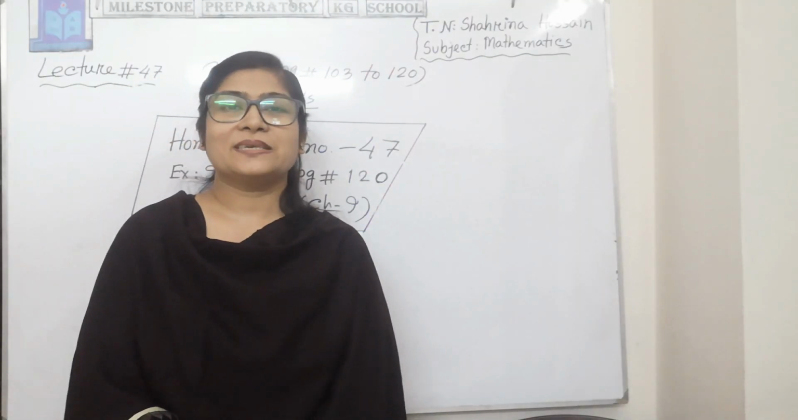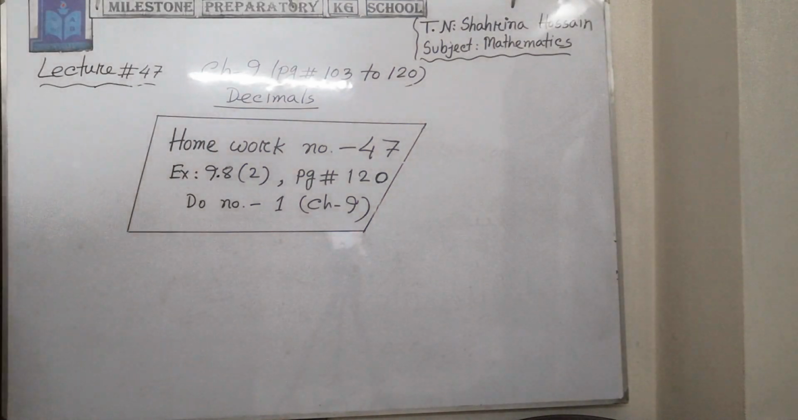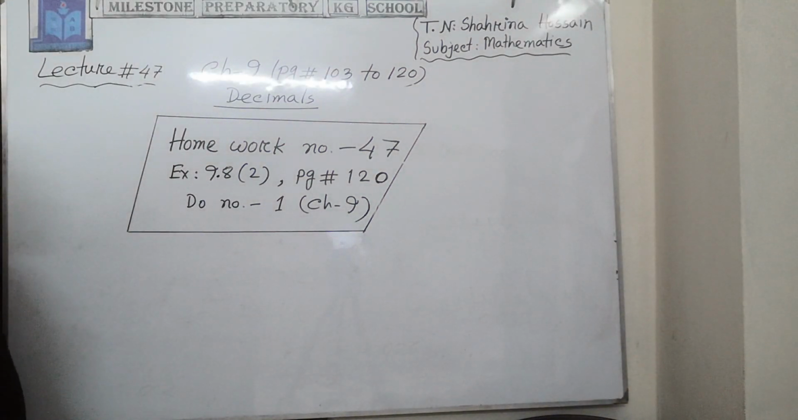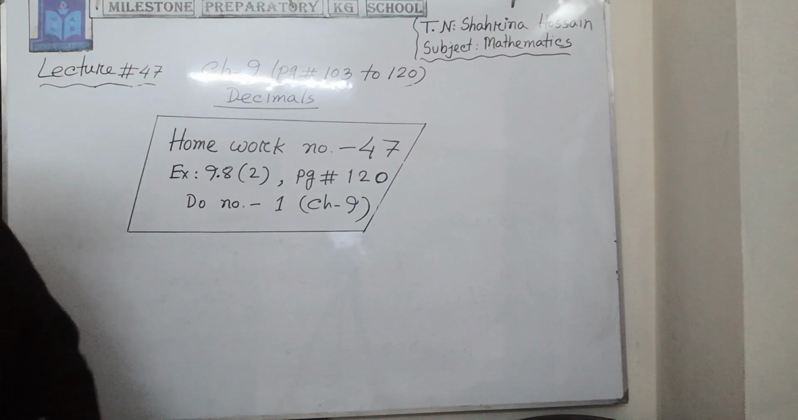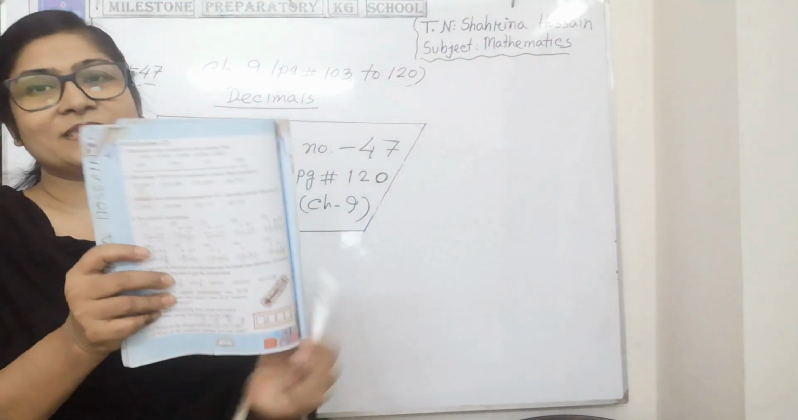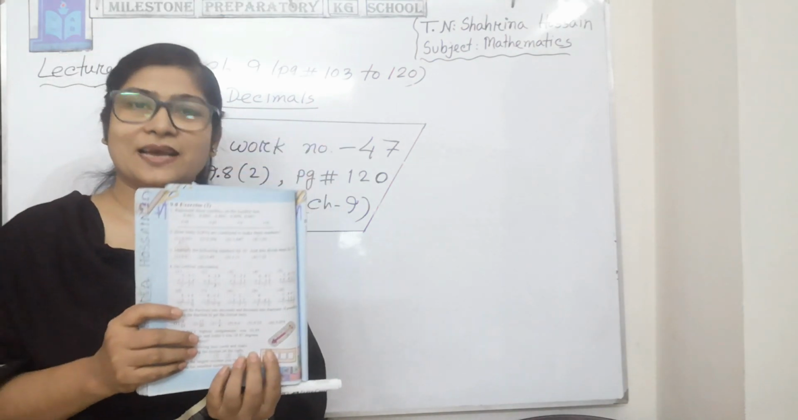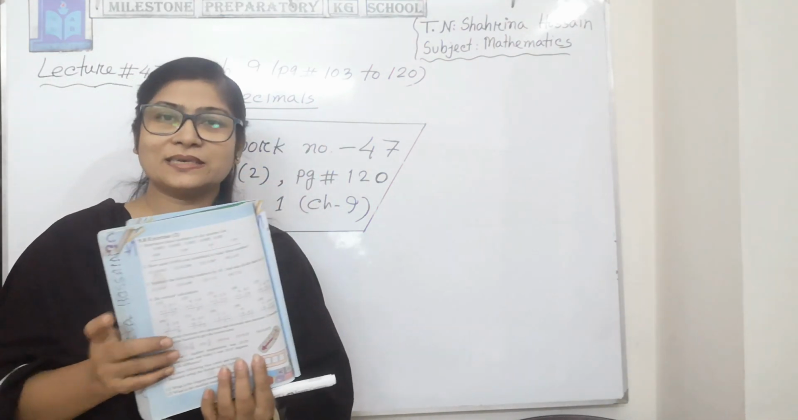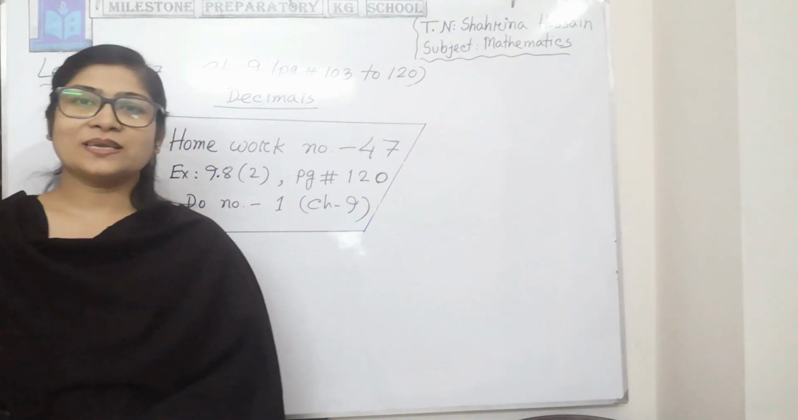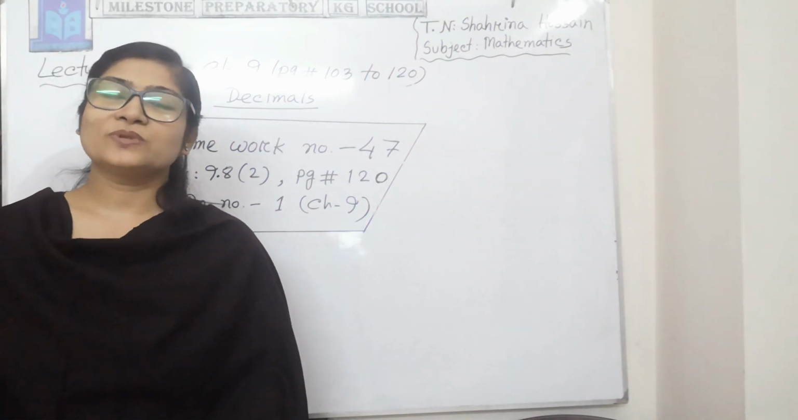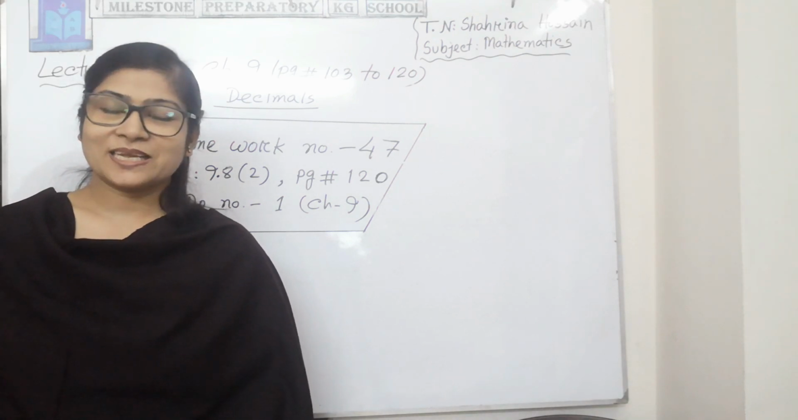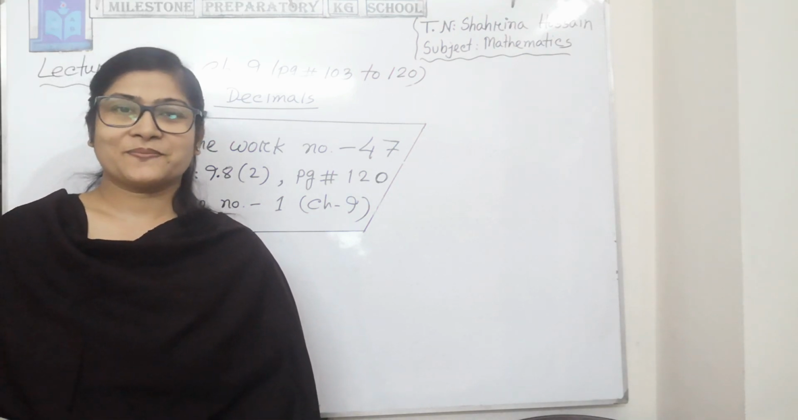Today our homework is number 47. Homework number 47, exercise 9.8 on page number 120, and you will do problem number 1 from chapter 9, decimals. Here is the homework. See your book, number 1. This is the number line we already had done on page number 114. You just follow that one, and I hope you can easily do this math by yourself. It is very easy and interesting homework.